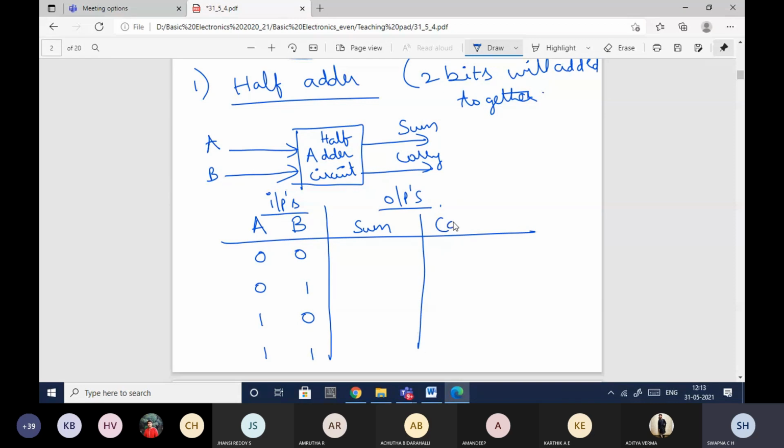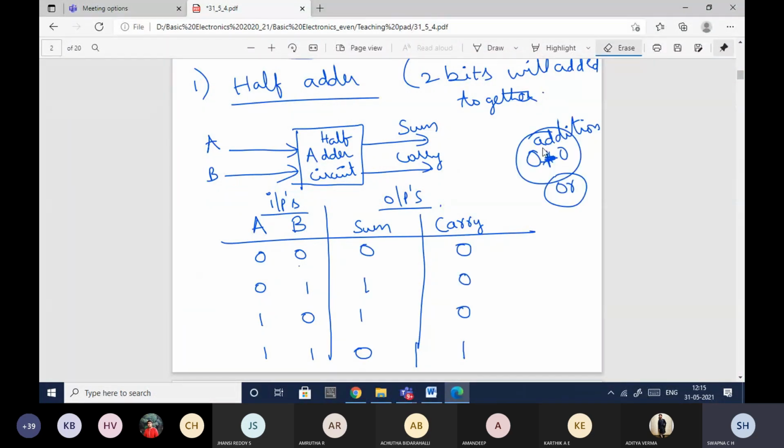When you add 0 plus 0, I need to add these two binary bits, and it has to provide me the sum and the carry. Now I need to implement this function.